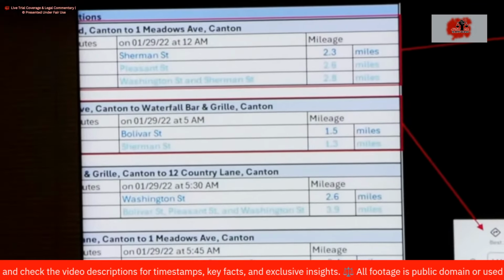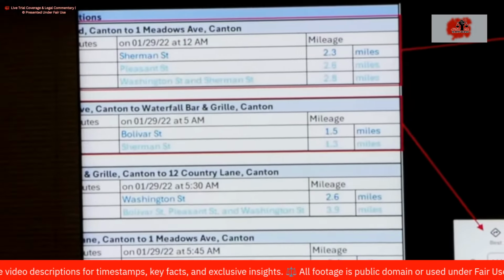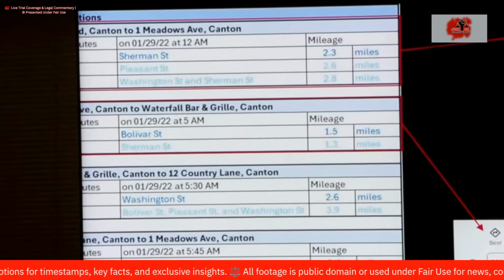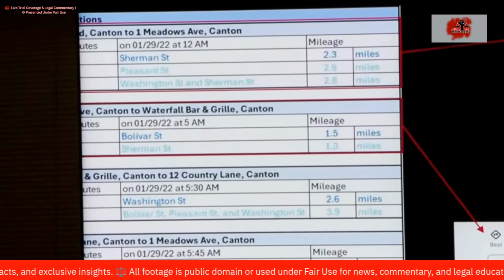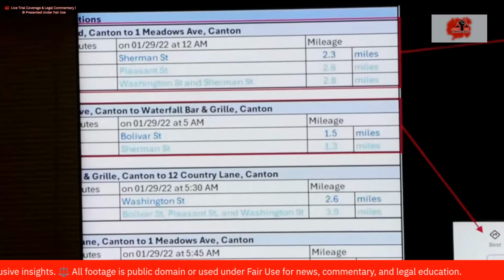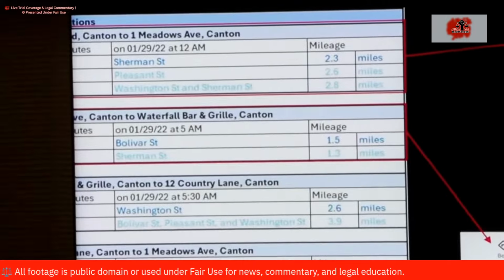There are 3 different mileage numbers. Yes. And then there's streets to the left. Can you explain what's set out in that box? Sure, it's basically 3 different routes you can go. Sherman Street, Pleasant Street, Washington, and Sherman Street.